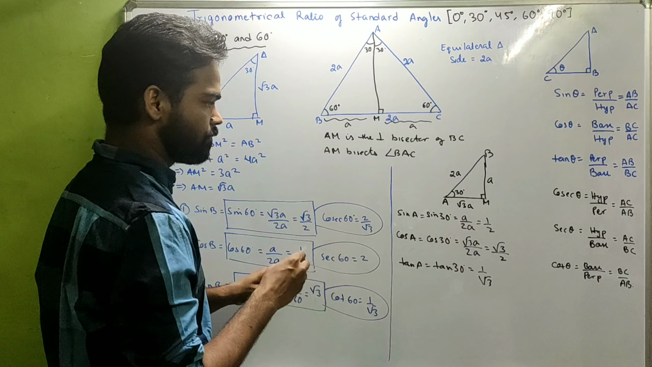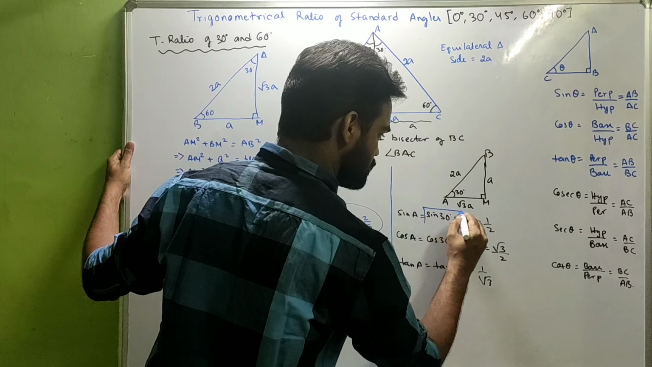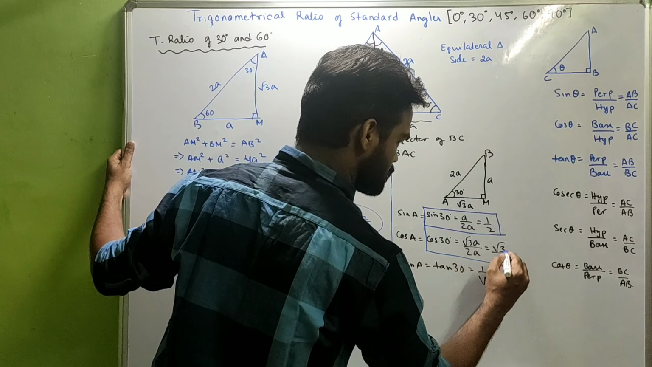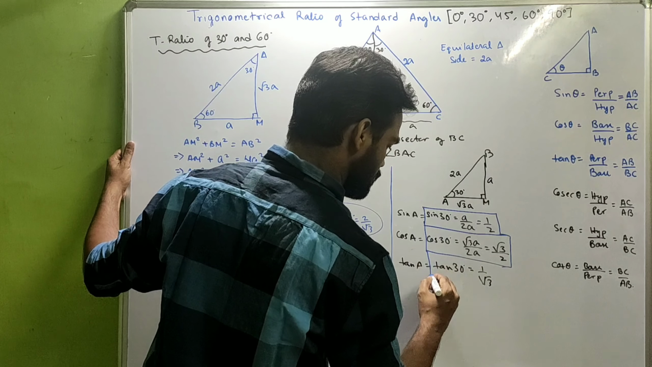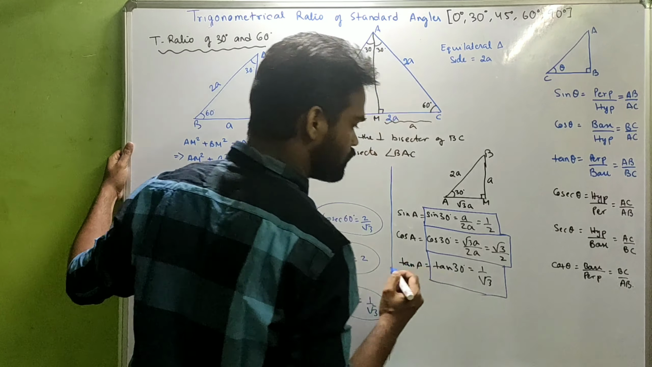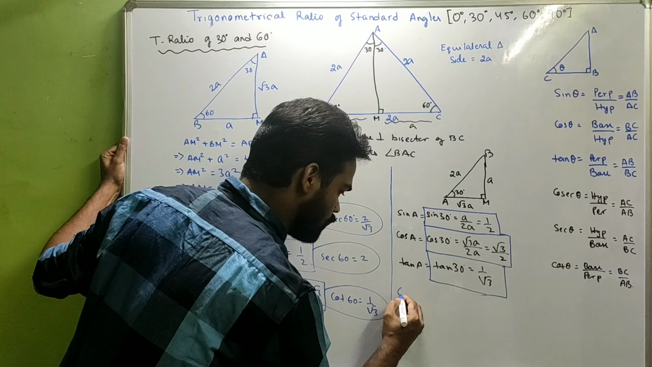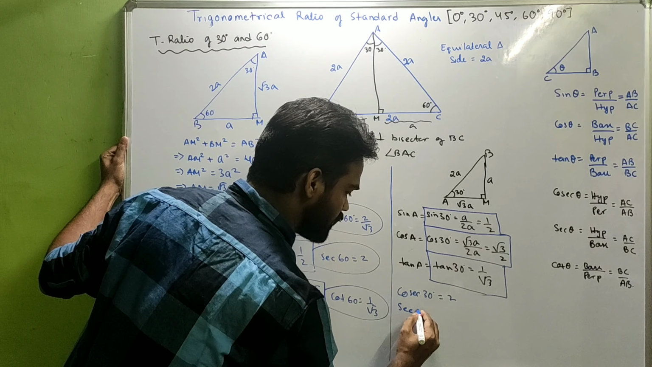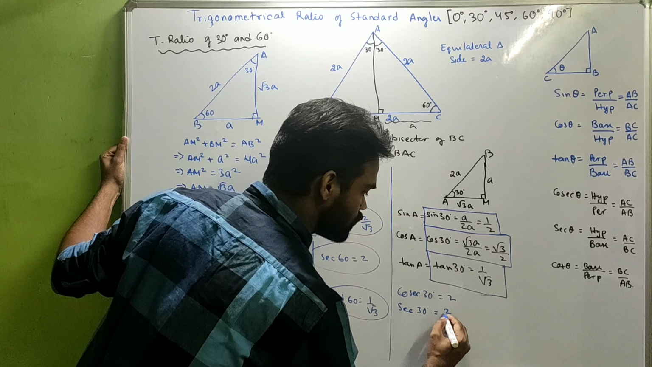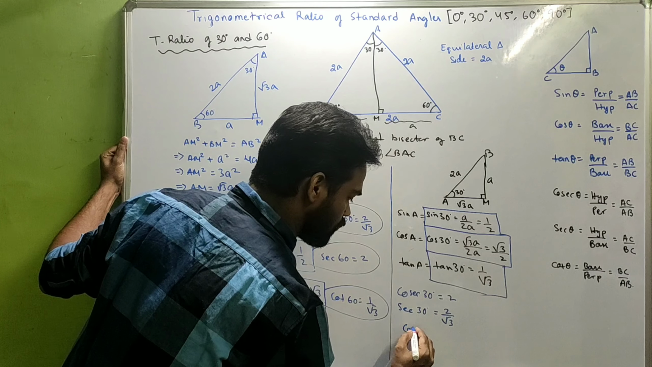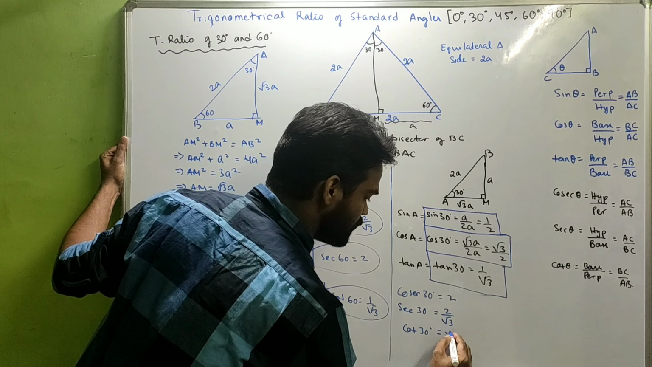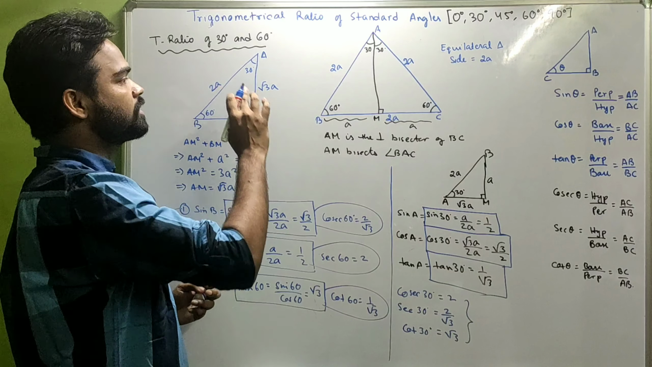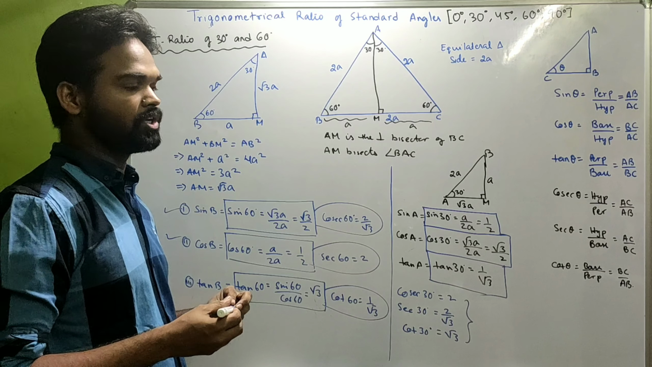Now, we got sin 30 as half, cos 30 as root 3 by 2, and tan 30 as 1 by root 3. Now the reciprocals: cosec 30 will be 2, sec 30 degree will be 2 by root 3, and cot 30 degree will be root 3. So these were the values at 30 degree and 60 degree for T ratio.